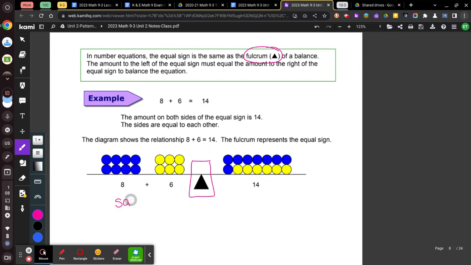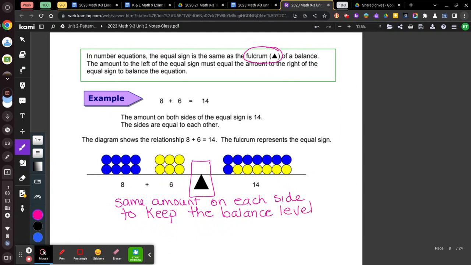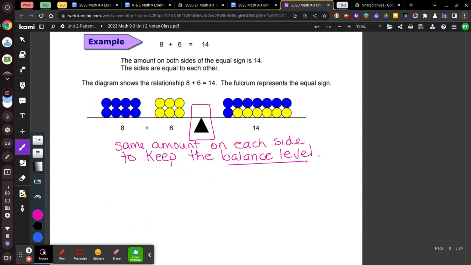So there's the same amount on each side to keep the balance level. And when we keep a balance level, we say that we have solved the equation. Okay, we've balanced it and solved the equation. That's what's going on with that.